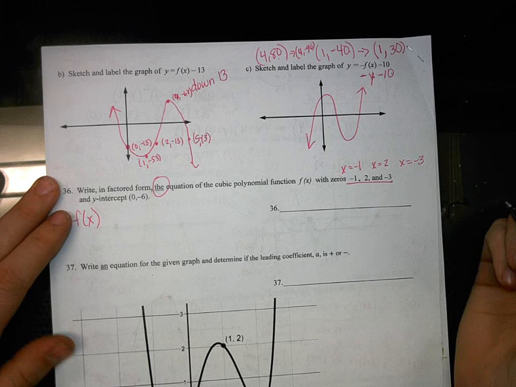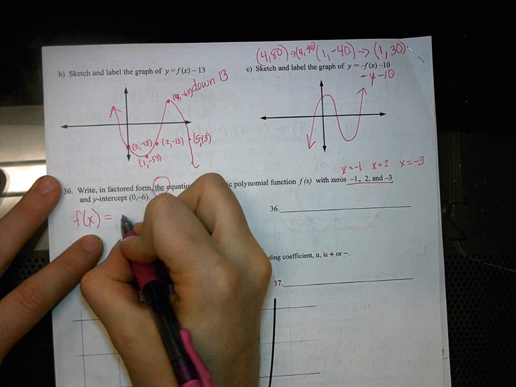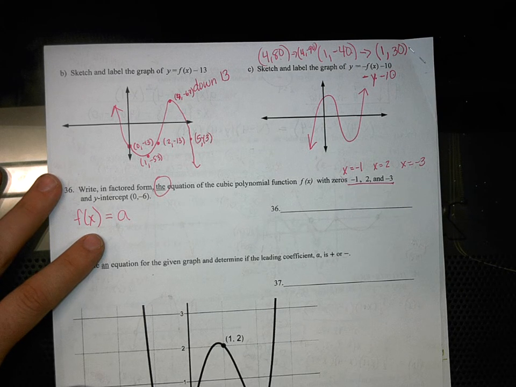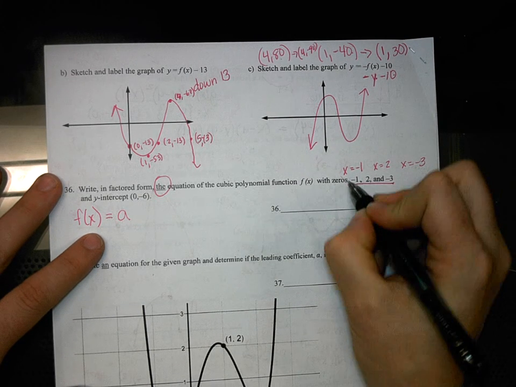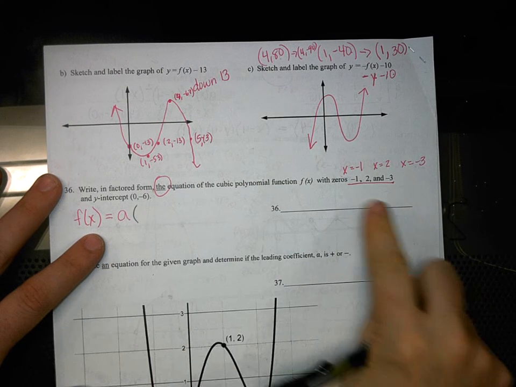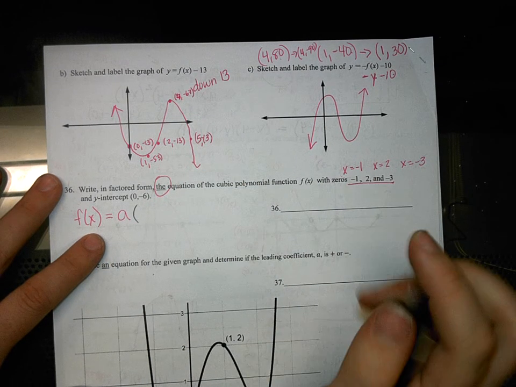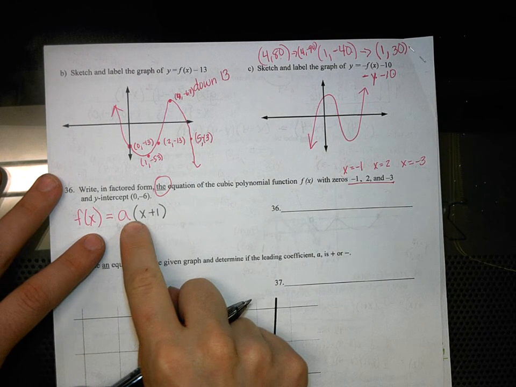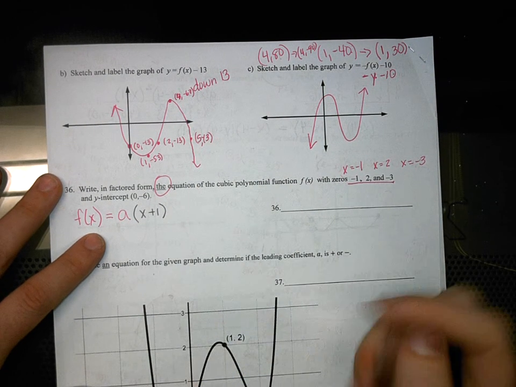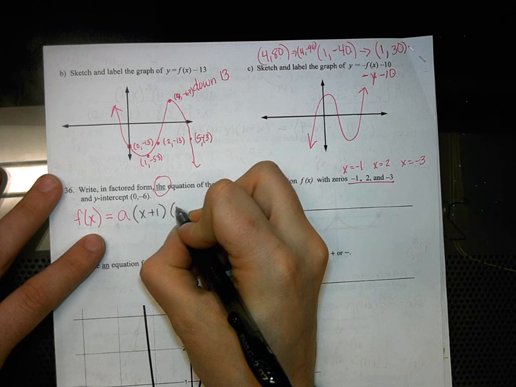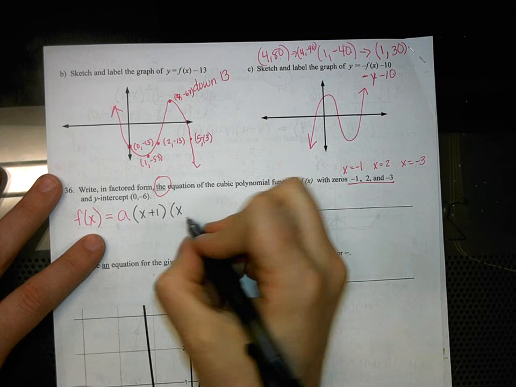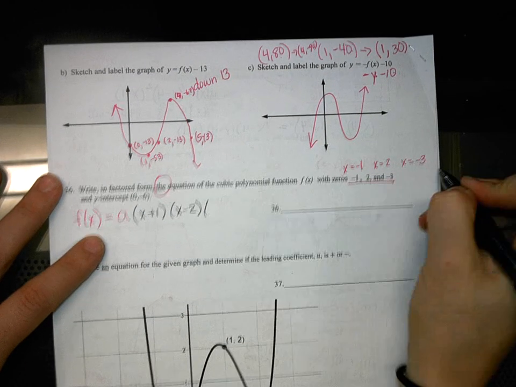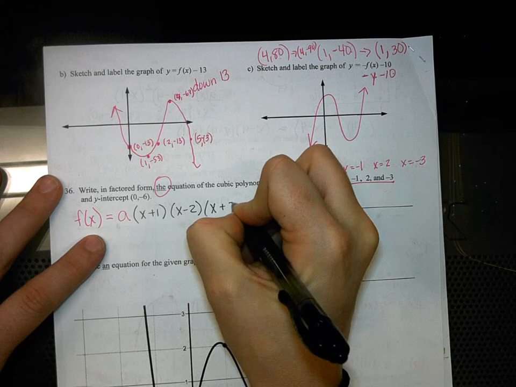I don't know my a value yet. That's why it gives you a y-intercept, to find your a value. But using these zeros, I do know my factors. So if x is equal to -1, that means x plus 1 is a factor, because I could plug in that -1 to give me 0. If x equals 2, that means I can subtract 2 to get 0. Or if x equals -3, that means I can add 3 to get 0. So you can add that to the other side or subtract.